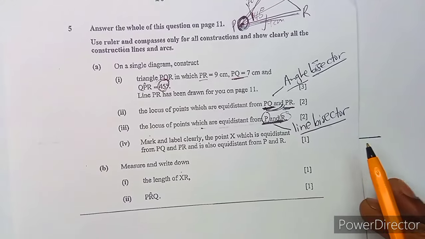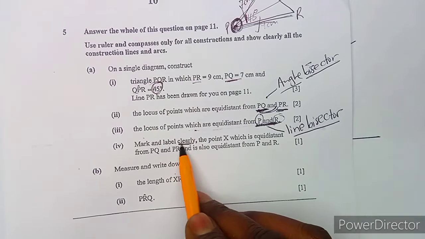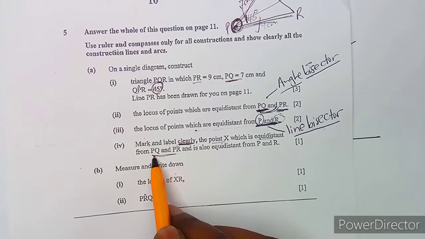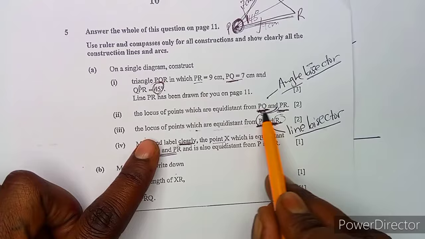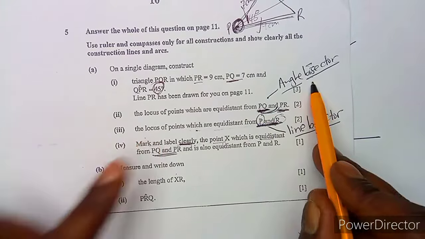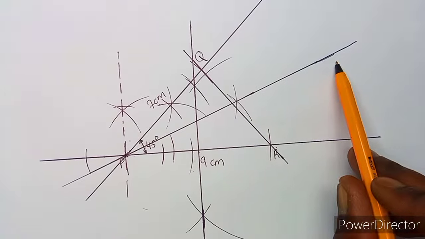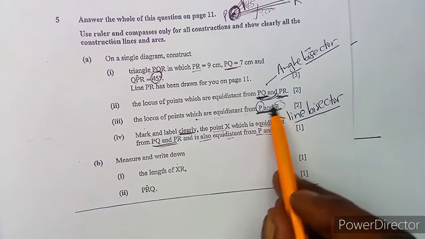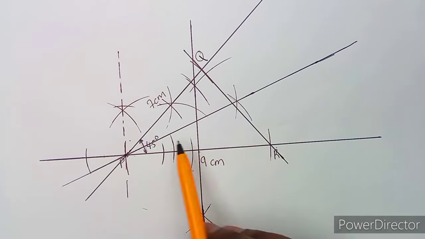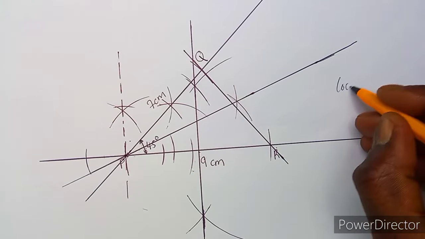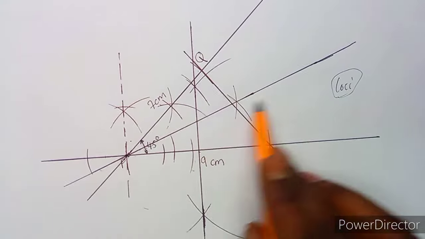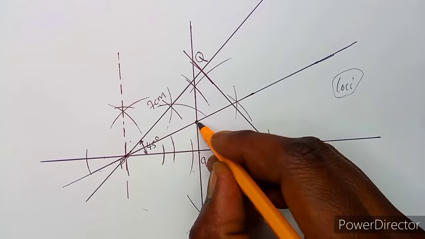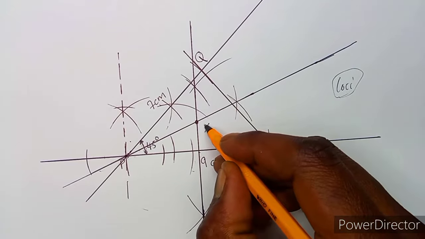Another part we are now given is to mark and label clearly the point X, which is equidistant from PQ and PR. Take note, PQ and PR, this one we obtained as the angle bisector, and X is also equidistant from P and R, that was our line bisector. So there are now two loci. Where these two meet, that is where you have your point. So you mark that point and label it X. So this is our point X.